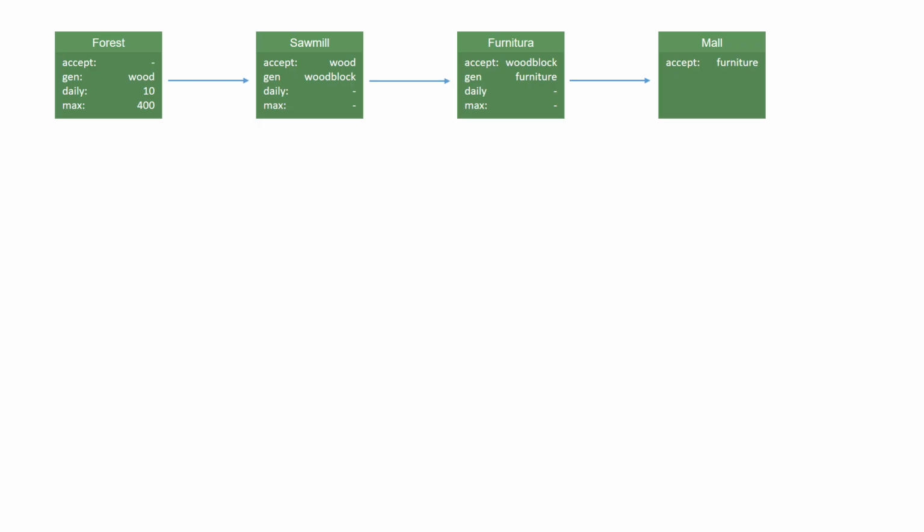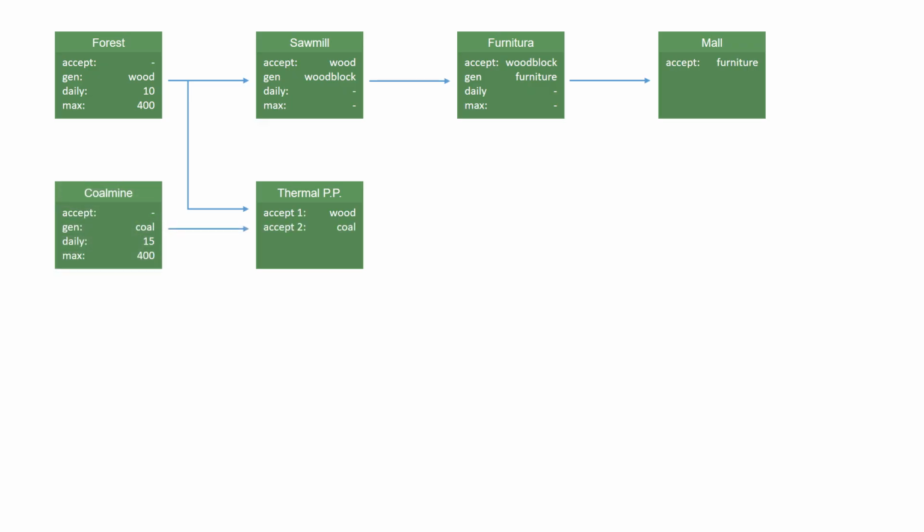And of course we can have another factory accepting the same input, for example the thermal power plant, where we can also deliver wood. But we can also have multiple elements as an input, so we can deliver, for example, coal also to this thermal power plant.